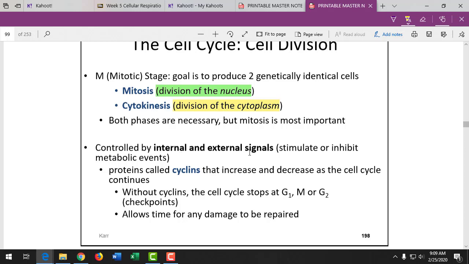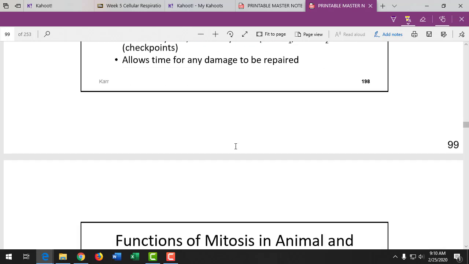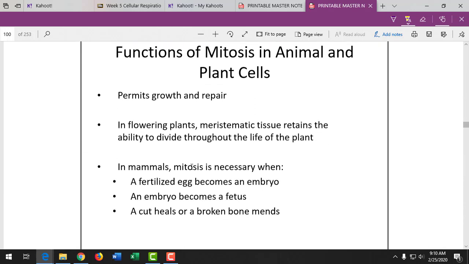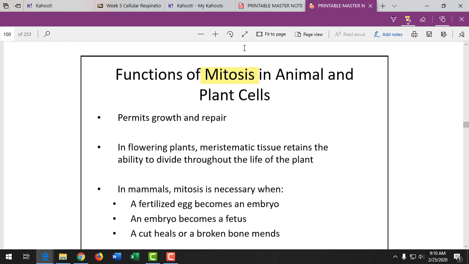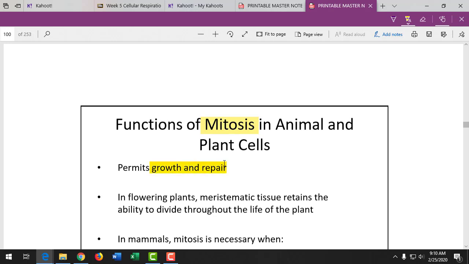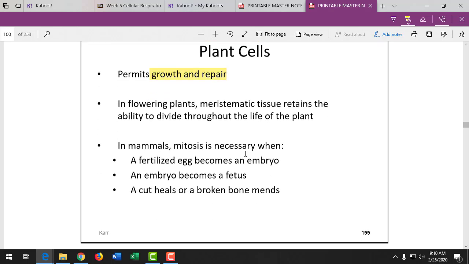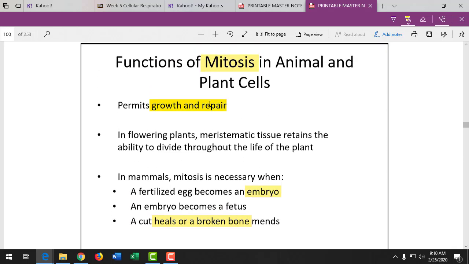So we have these signals that are going to stimulate this process, and you don't need to know the names of those, but just know that there are internal and external signals to tell cells to divide. And that's what controls this movement around the cell cycle. And again, when does mitosis occur? Like we said, growth and repair. When something becomes an embryo for reproduction, and anytime we're healing a cut or a broken bone, those are examples of the repair part, right? So that's when mitosis occurs.